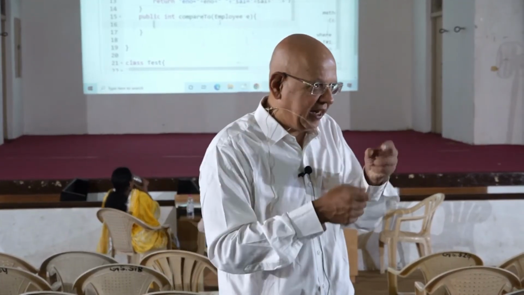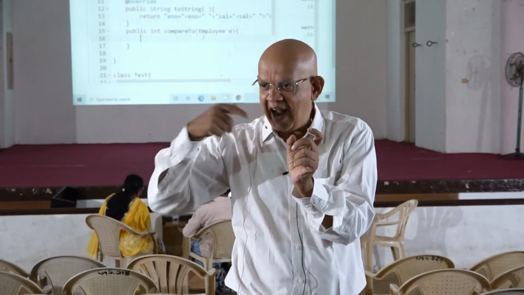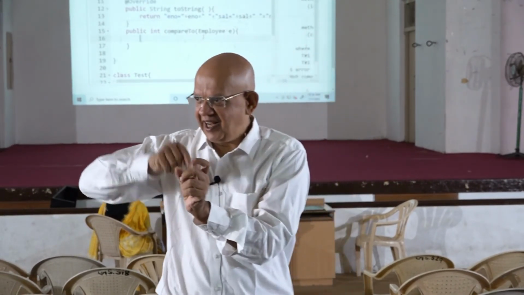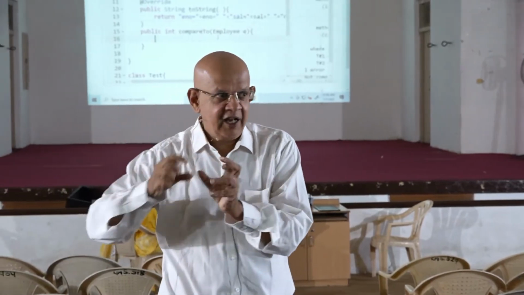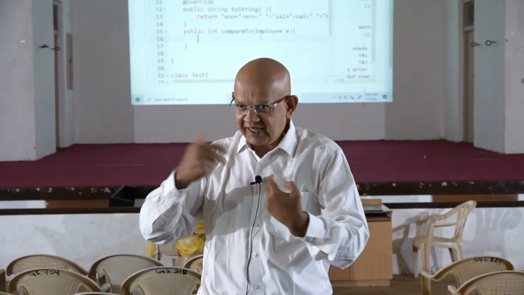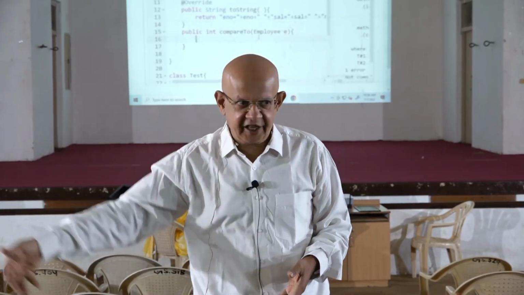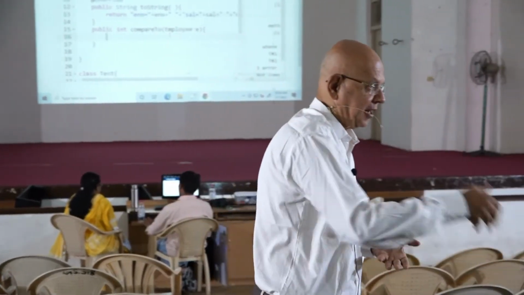While comparing, we take a pair and compare: this guy and another guy, then this guy and another guy, like that. The other guy is the parameter. This guy is the current object. So another object of the same type is passed as a parameter.